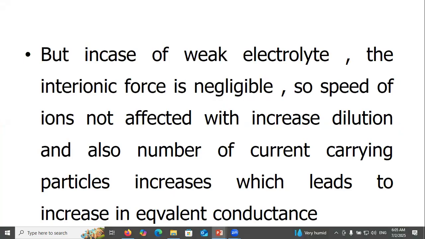But in case of weak electrolytes, the interionic force is negligible. So the speed of ions is not affected with increase in dilution, and also the number of current carrying particles increases, which leads to an increase in equivalent conductance.